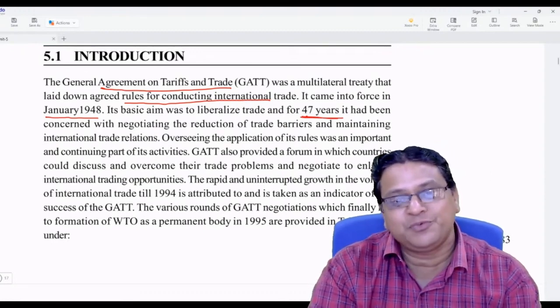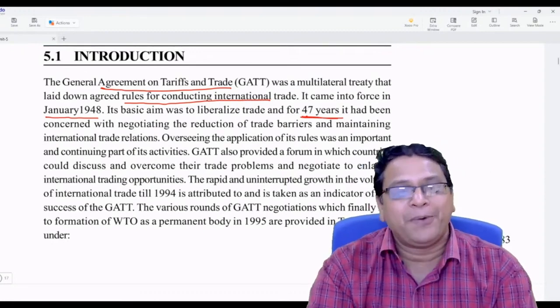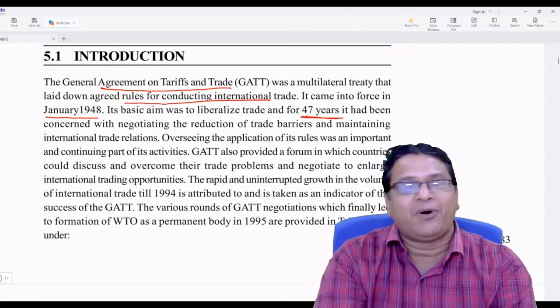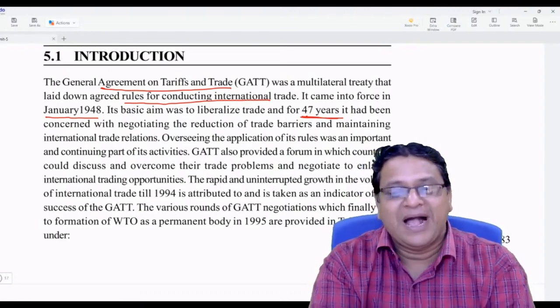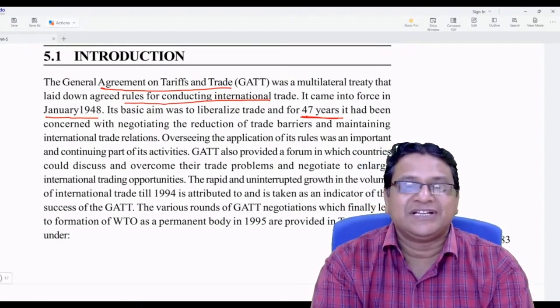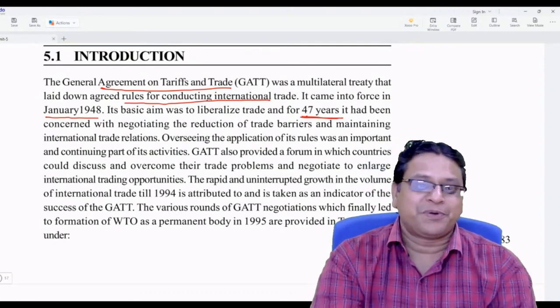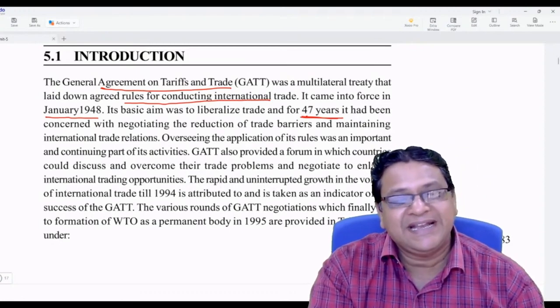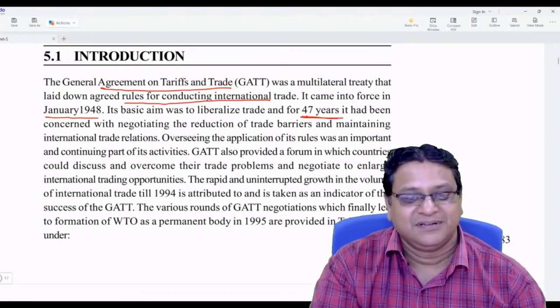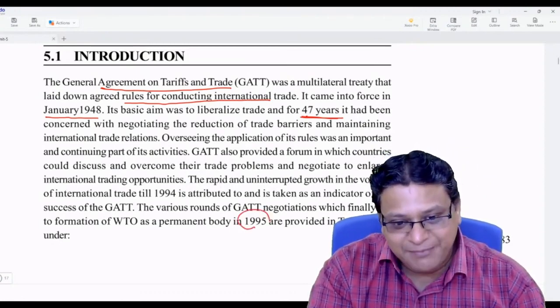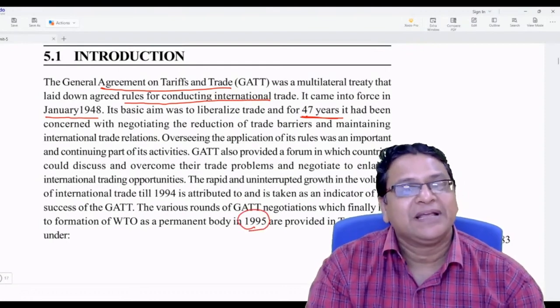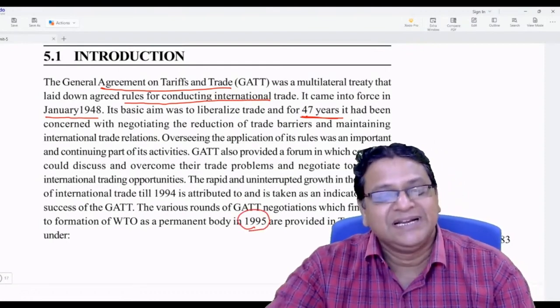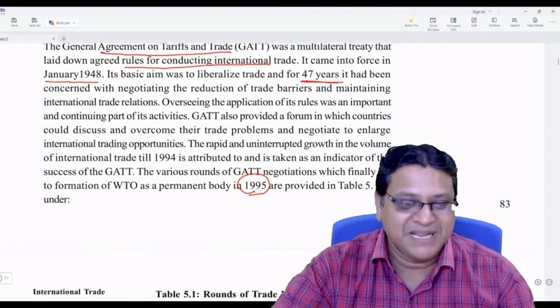GATT was framed to frame ITO, but ITO could not be formed. Instead of ITO, another institution formed that is known as WTO. So from 1948 to 1995, the GATT agreement was the prominent agreement within which international trade was taking place.